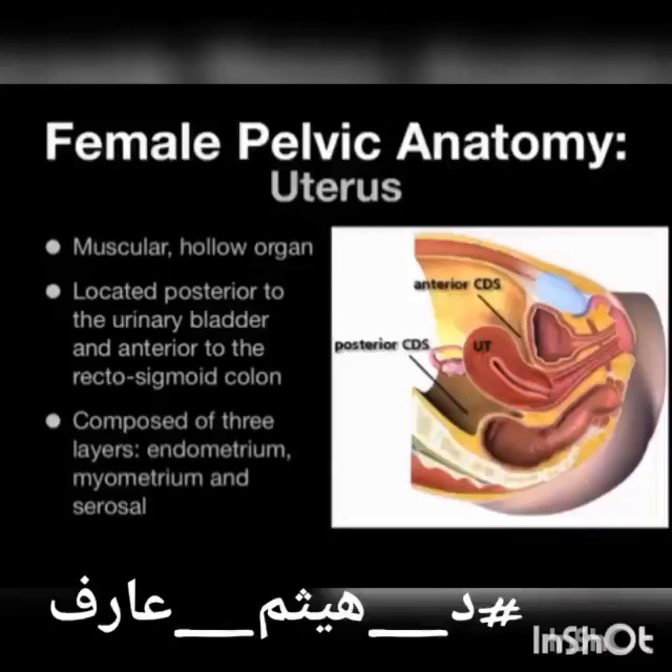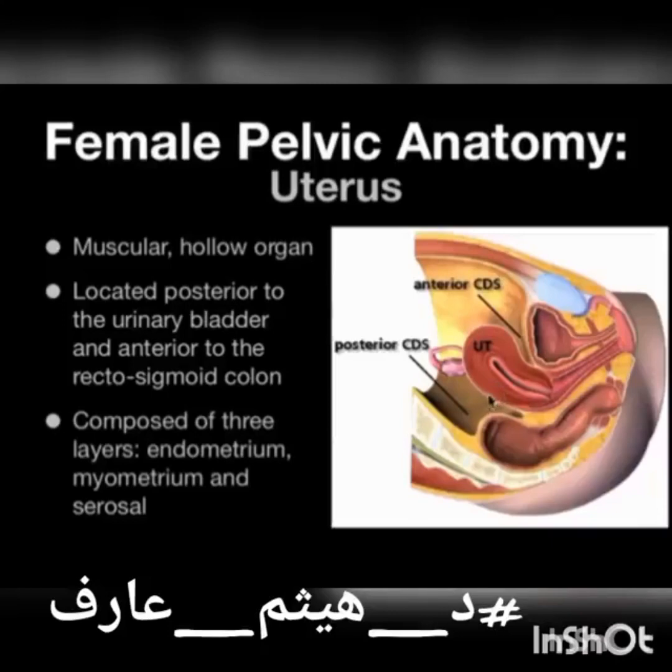Looking at the uterus first, it's a muscular, here's the myometrium, hollow organ. It's going to be located posterior to the urinary bladder and anterior to the rectosigmoid colon. And it's going to be composed of 3 layers. You're going to have the endometrial layer, the myometrial layer, and the serosal layer.